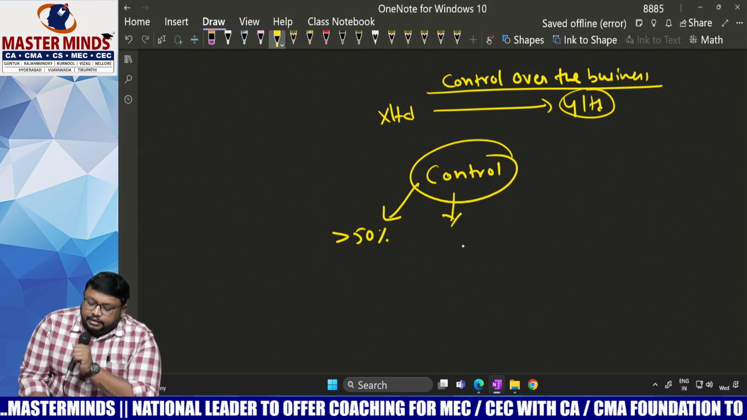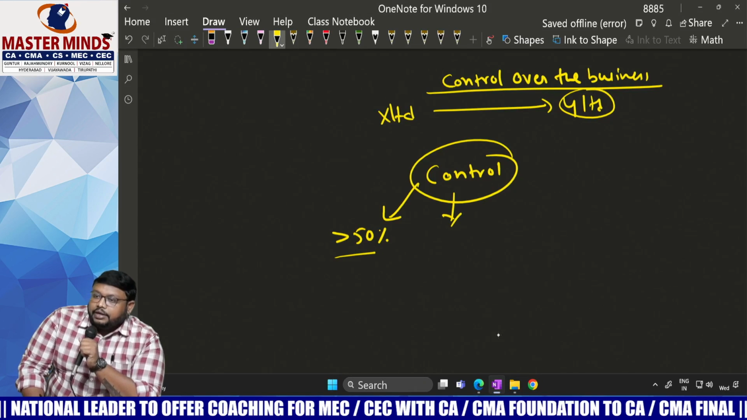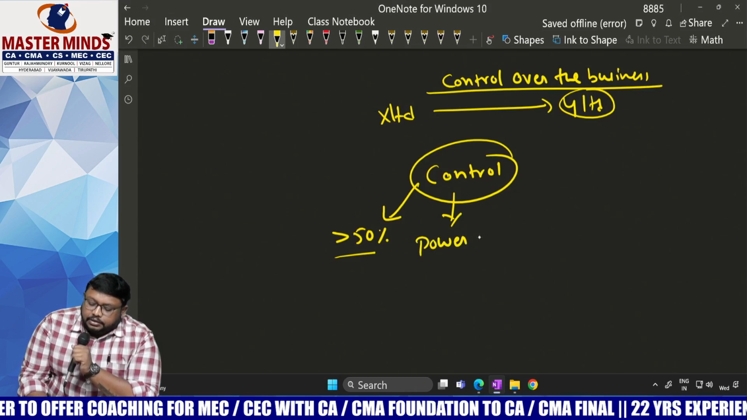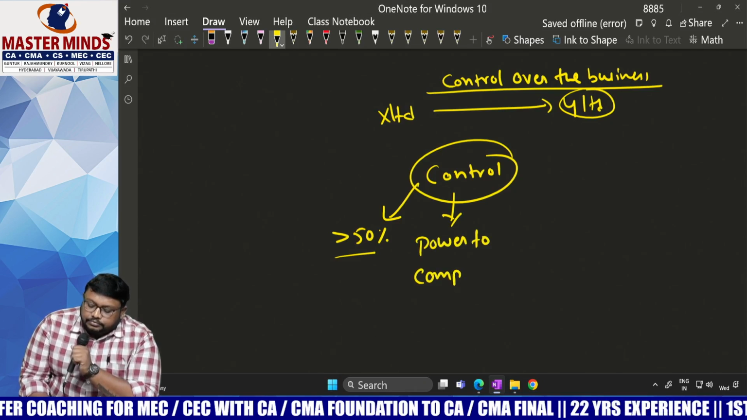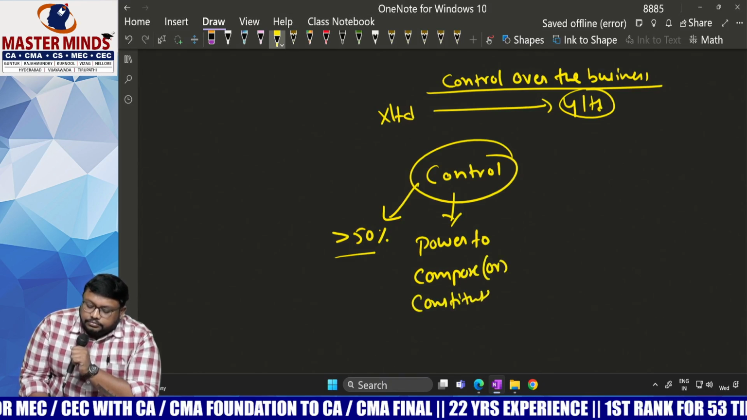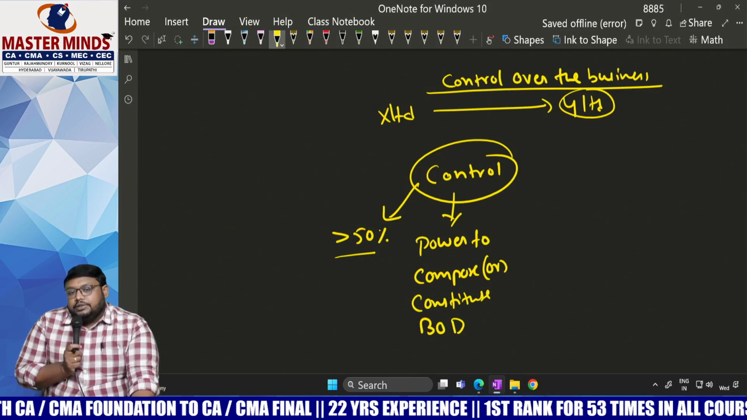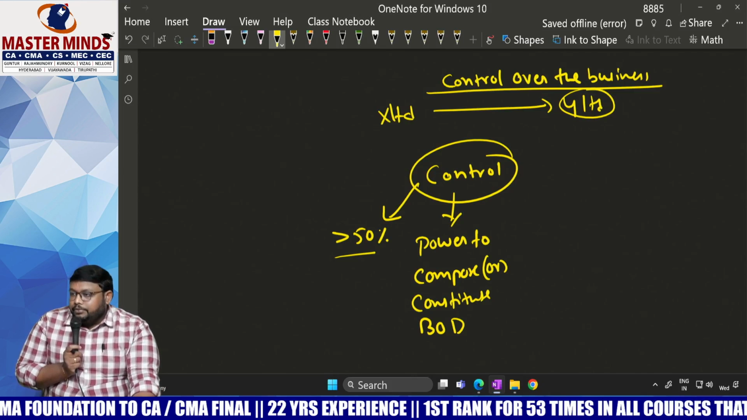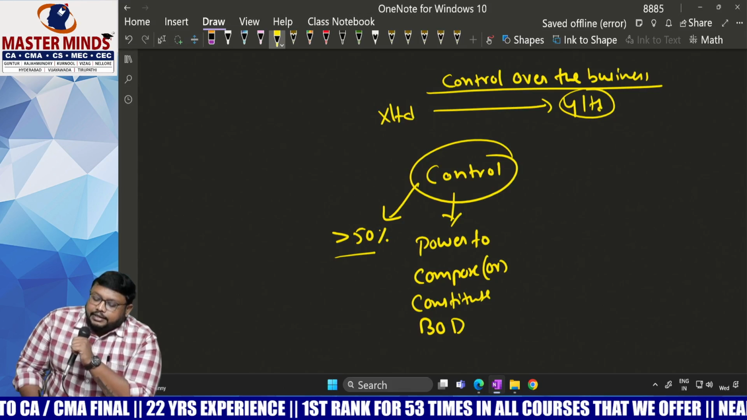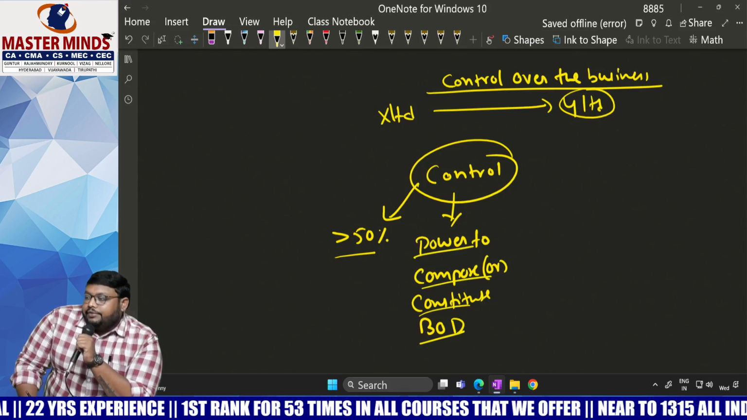And second, control we will get even if you are not having more than 50 percent, but you have the power to compose or constitute the board of directors of another entity. You are appointing who will be the board of directors. You have that power, so in such condition again we can say you have the control.